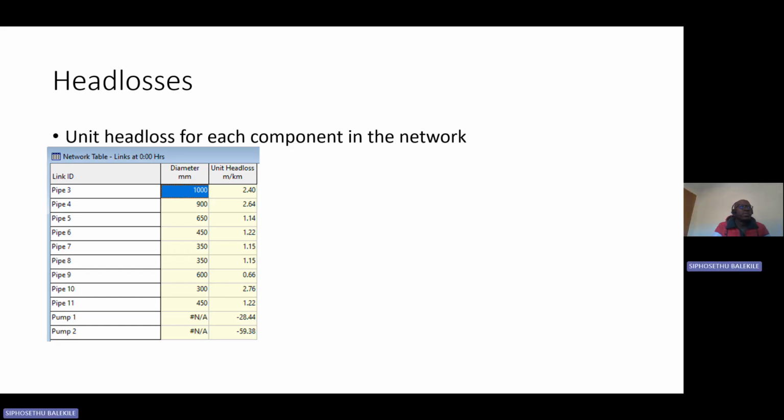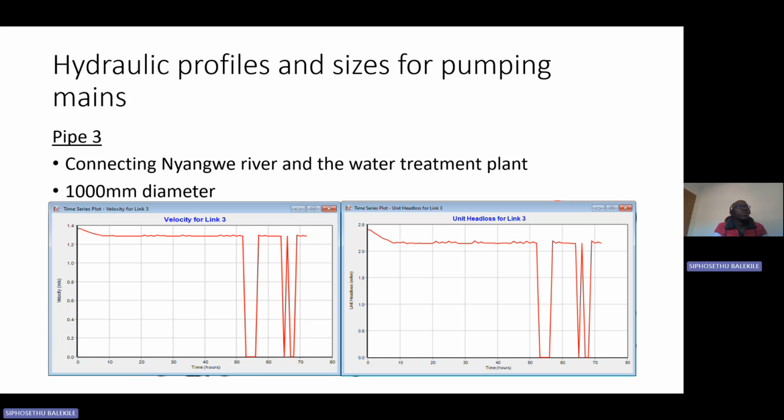The unit head loss for each component is illustrated here in the table below. So each pipe with its diameter and its unit head loss. And then the next slide will be the hydraulic profiles and sizing for pumping mains. So there's two pumping mains in this project. It will be pump 3 and pump 4.